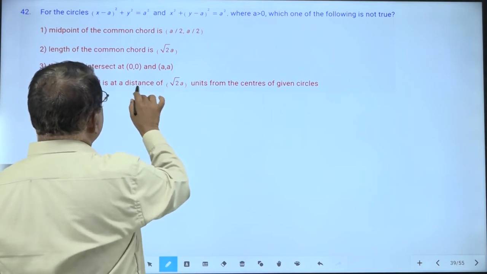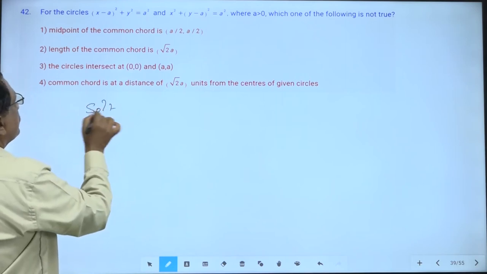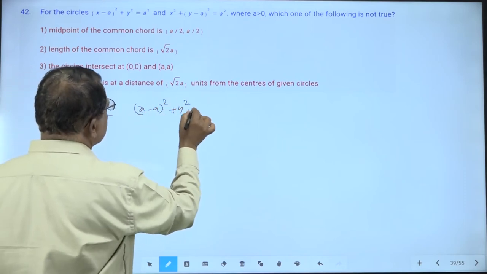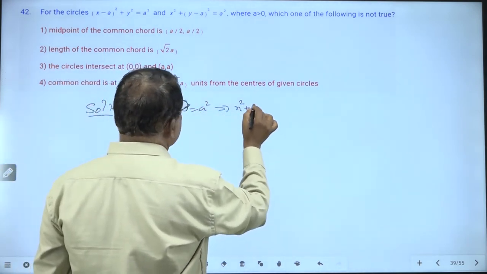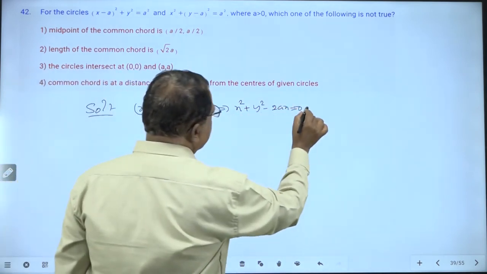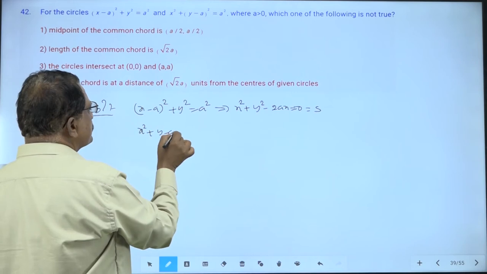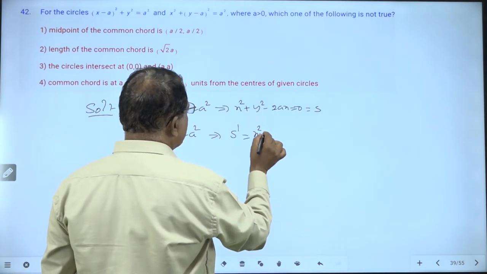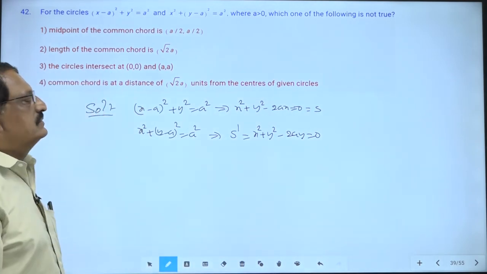Common chord is at a distance of... Solution. The first circle: (x minus a) whole square plus y square equals a square. Further simplifying, we get x square plus y square minus 2ax equals 0. Next, consider S dash, the equation of the second circle: x square plus (y minus a) whole square equals a square. Further simplifying, S dash equals x square plus y square minus 2ay equals 0.